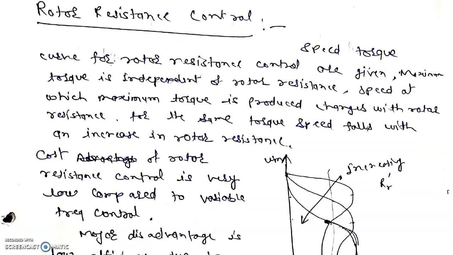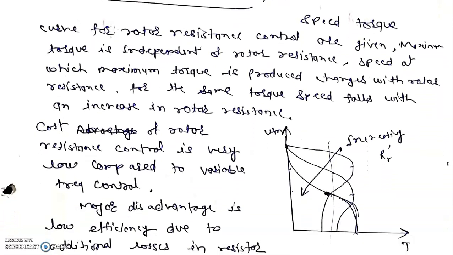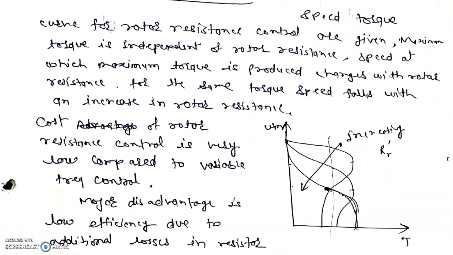Maximum torque is independent of rotor resistance. We have seen that in the expression of maximum torque there is no effect of rotor resistance. Similarly, we can see in the characteristic that maximum torque is independent of rotor resistance. Maximum torque is the same for different rotor resistance values. The speed at which maximum torque is produced changes with rotor resistance.